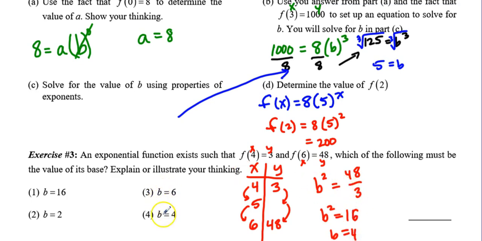And you could have tested that out, I guess. You could have tried multiplying by 4 to see how that would do. Well, that would make it 12, and that would make it 48. So that should work out. Okay.